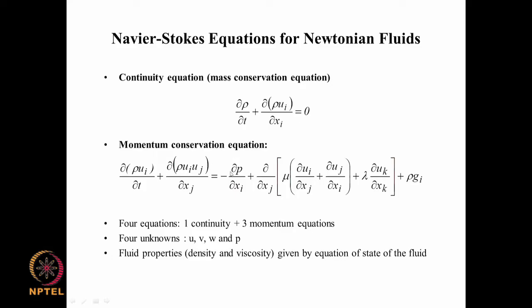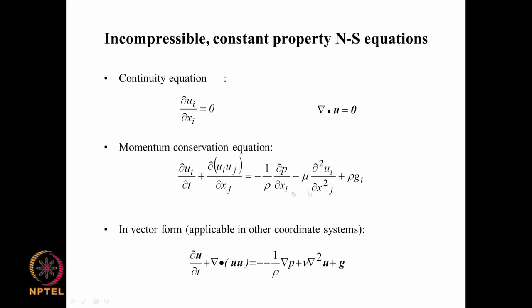Here rho can be taken out and put here as 1 by rho, and mu can be replaced with the kinematic viscosity. And since dou ui by dou xi equal to 0, therefore dou uk by dou xk equal to 0. So, this whole second coefficient drops out, and you have a simplified momentum conservation equation, which is like this. So, you have a simplified continuity equation and momentum conservation equation here for the case of incompressible constant property Navier-Stokes equations.